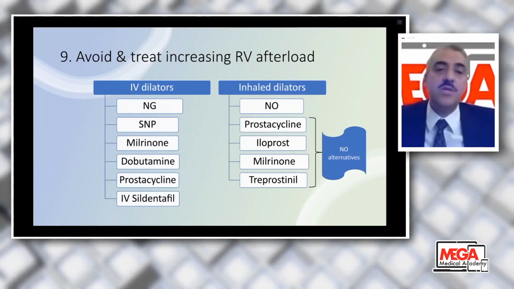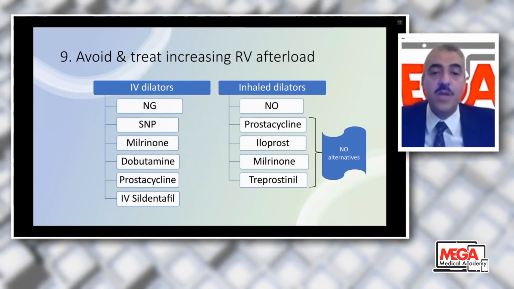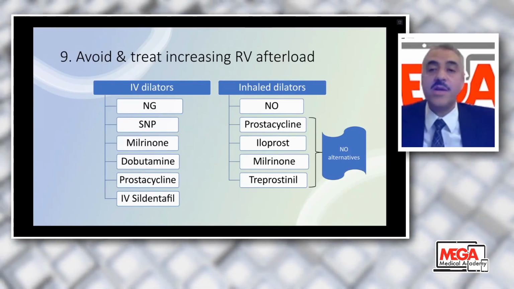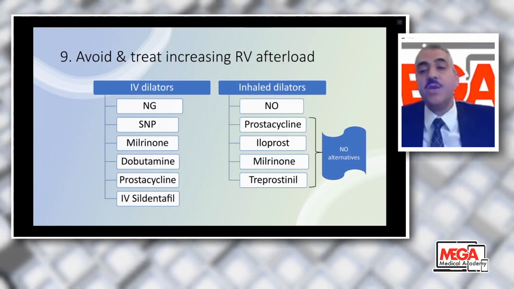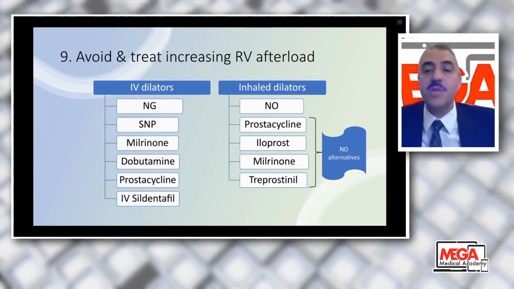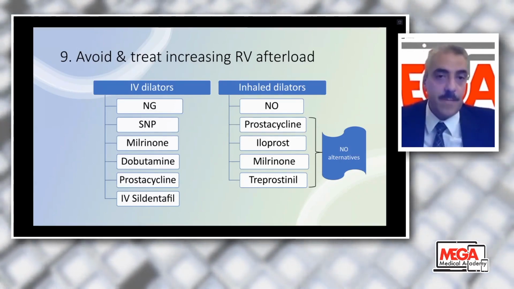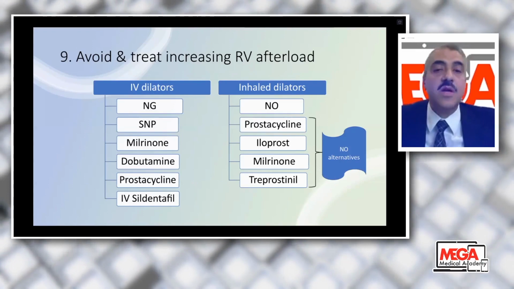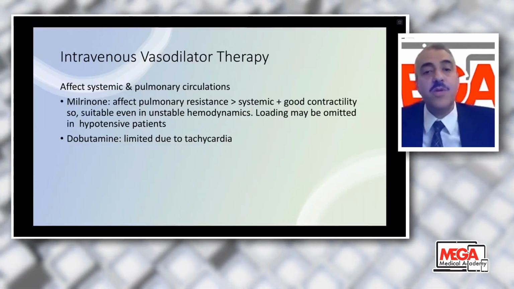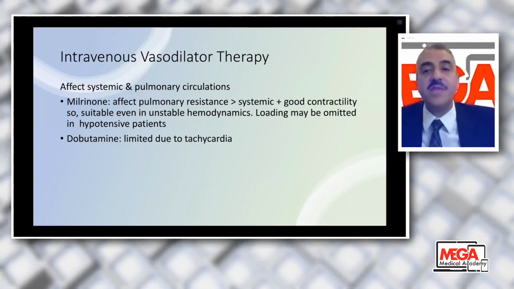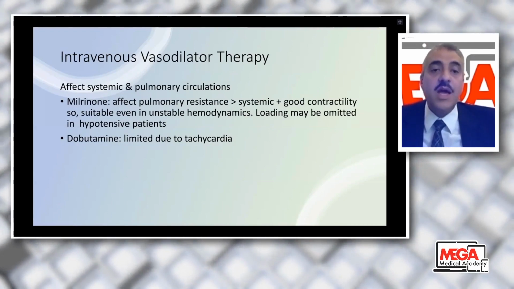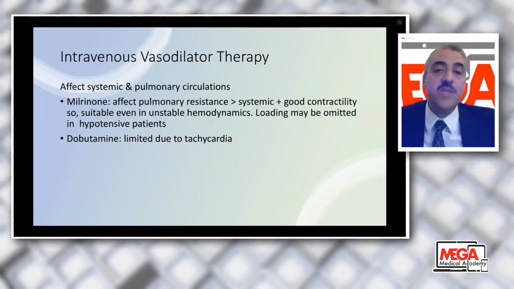Intravenous dilators like nitroglycerin, sodium nitroprusside, milrinone, dobutamine, prostacyclin, or intravenous sildenafil, or the inhaled dilators like nitric oxide or what we call nitric oxide alternatives like prostacyclin, iloprost, milrinone, or treprostinil. The best of the intravenous dilators is milrinone because it affects the pulmonary resistance more than the systemic resistance. It also keeps good contractility for the heart.